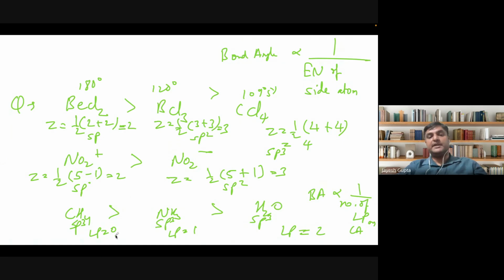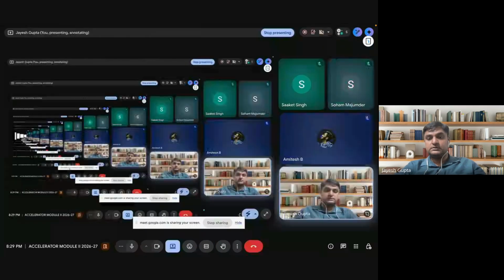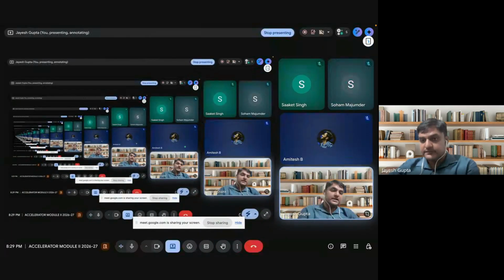Okay, so we are wrapping up here. In the next class, we'll be taking examples based on side atom and central atom. If you have any doubt, you can ask me, otherwise you can leave.